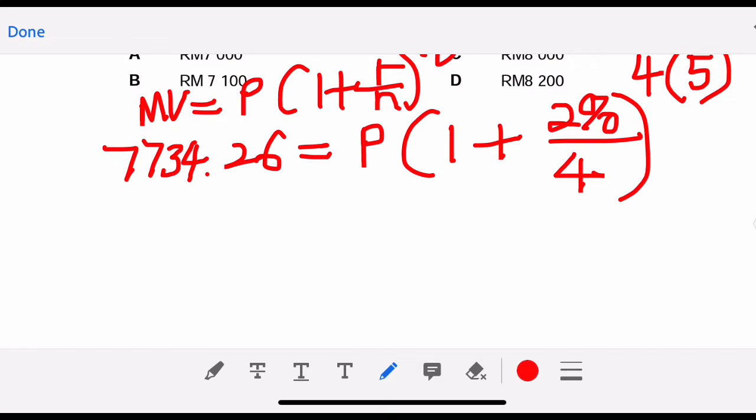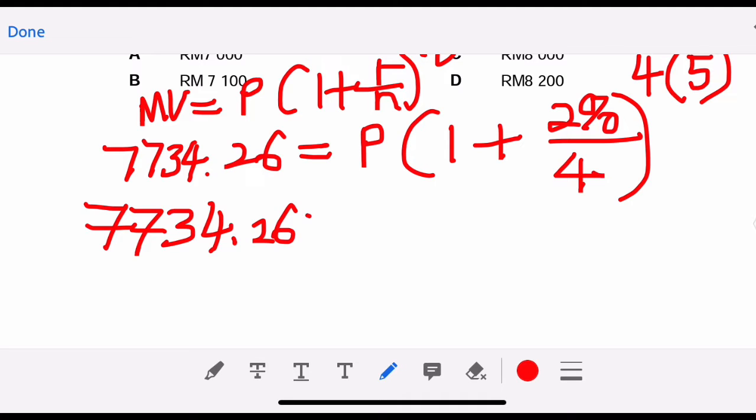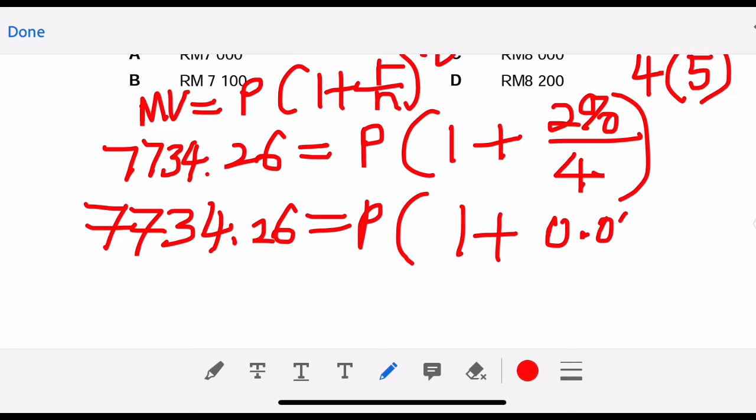Now first of all, I want to teach you how to press your calculator. So get your calculator ready, but before that, I want you to simplify like this. P, you can plug into your calculator. 2% is 2 over 100, right? 2 over 100 is 0.02. You need to simplify.